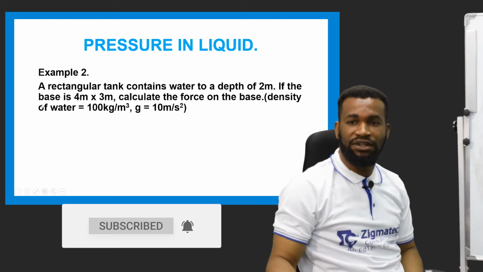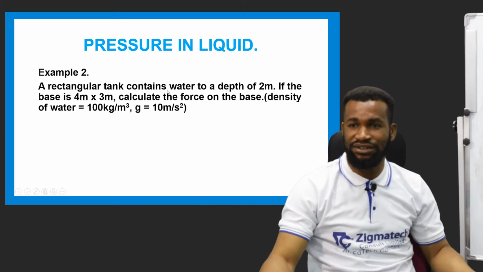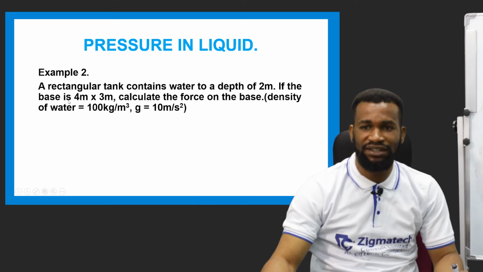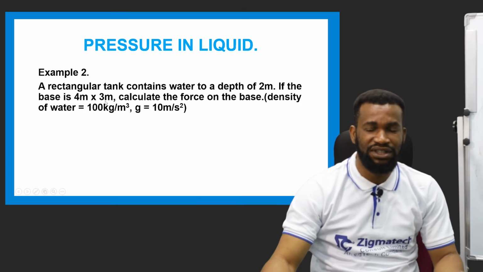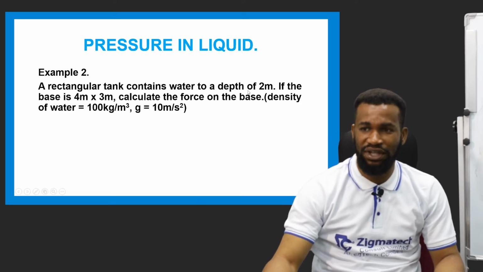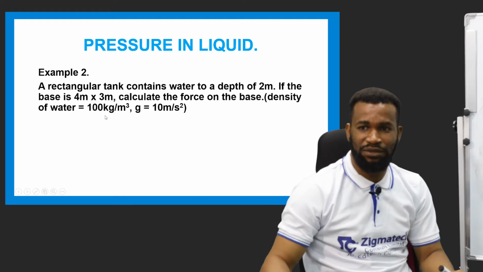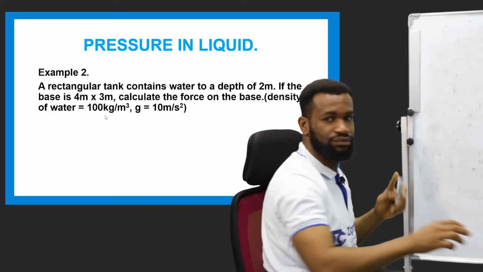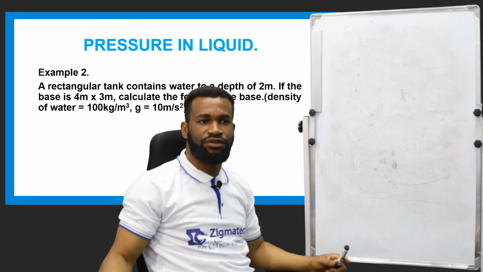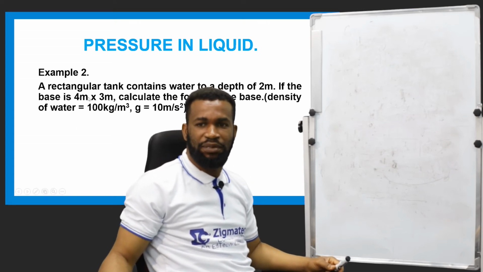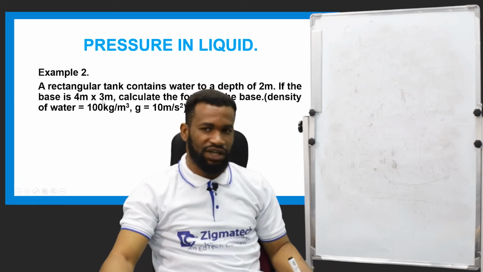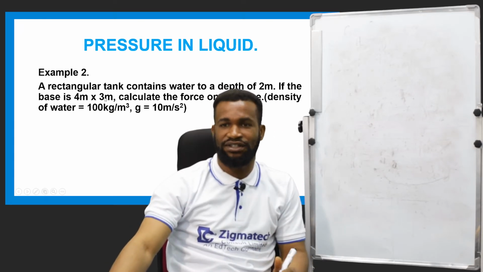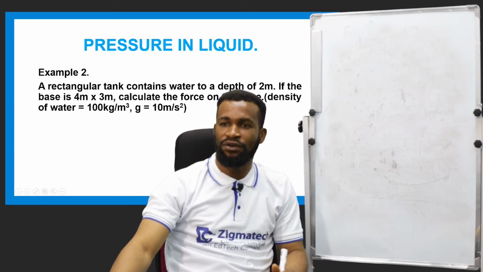All right, we also have another one. We said that a rectangular tank contains water to a depth of 2 meters. If the base is 4 times 3, calculate the force on the base and density, the same problem. We are still going to go with the base being 4 times 3, and that is the area. So base times breadth is the area.